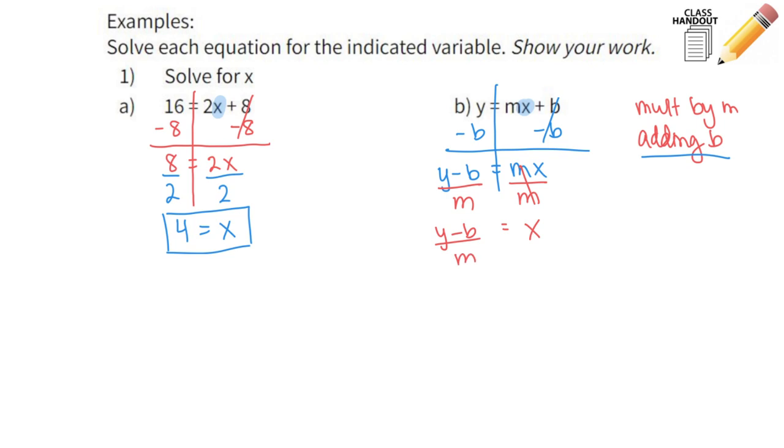Another way you could write this, which would still be correct, is y over m minus b over m. So you could separate that if you wanted. Just know that when we divide by m, we're dividing both terms by m. But in this case, this one looks a little neater, so I'm going to box this as my final answer.